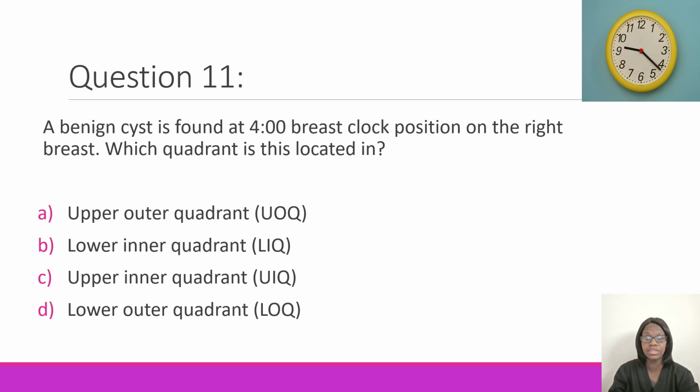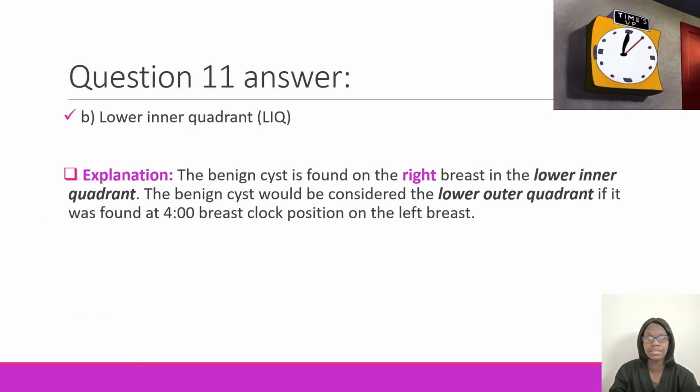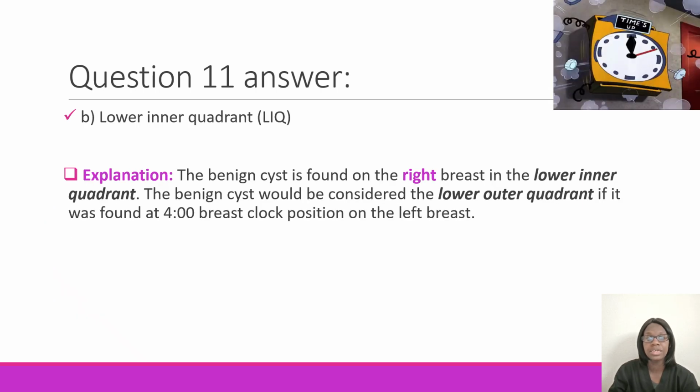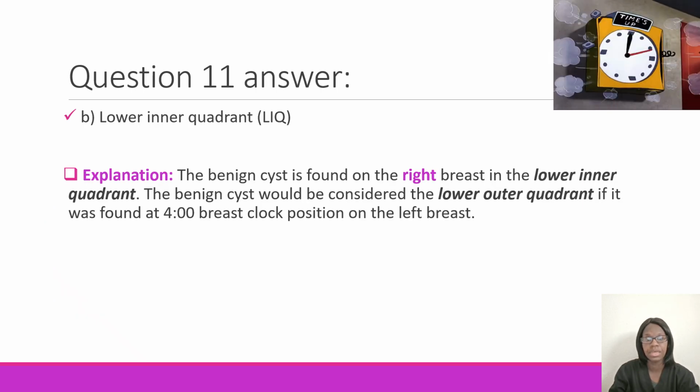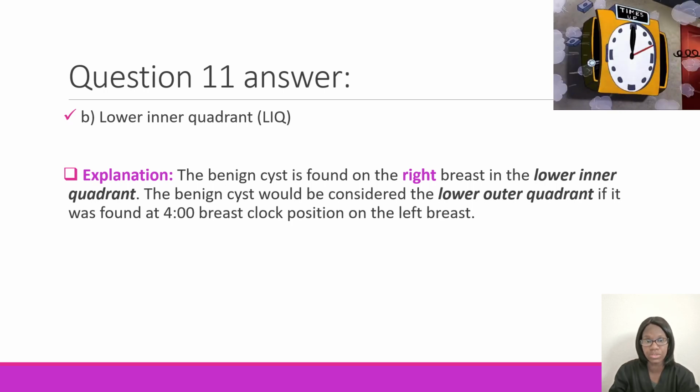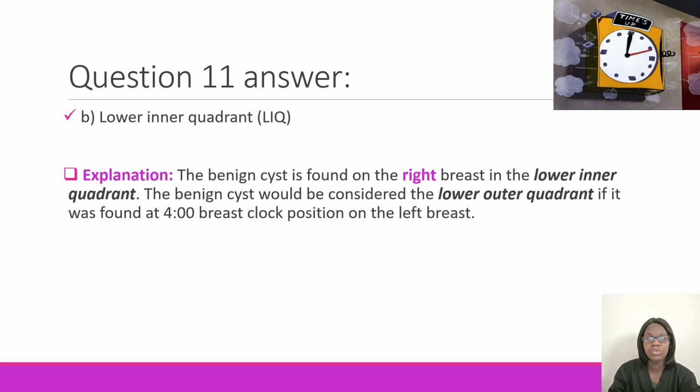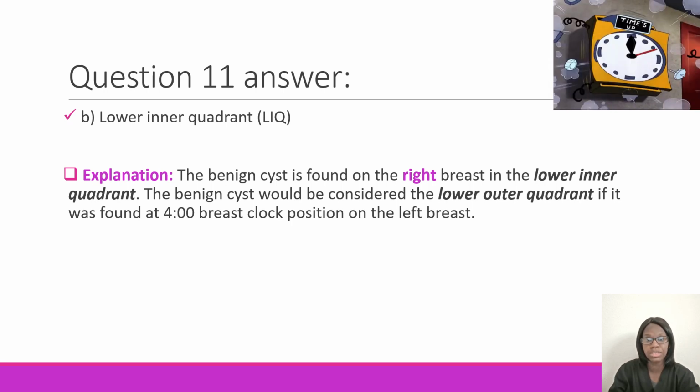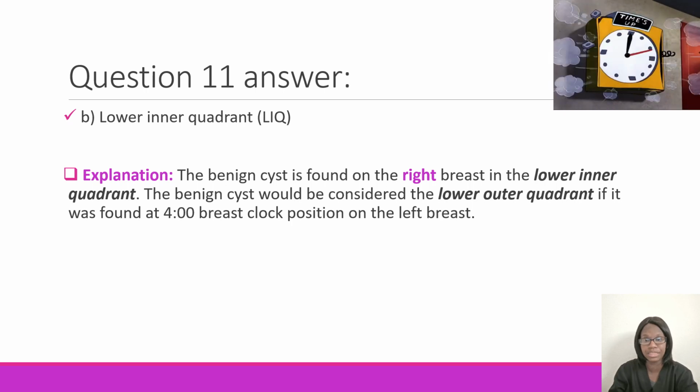I already know these questions may require more thought, so I'll show you how you can get the answer. Okay, I'll give you the answer. The correct answer is the lower inner quadrant. So it's saying the benign cyst is found on the right breast in the lower inner quadrant. The benign cyst will be considered the lower outer quadrant if it was found at 4 o'clock breast clock position on the left breast.